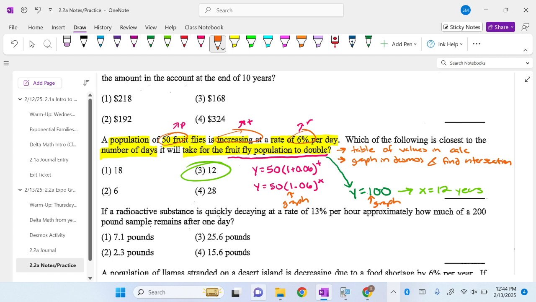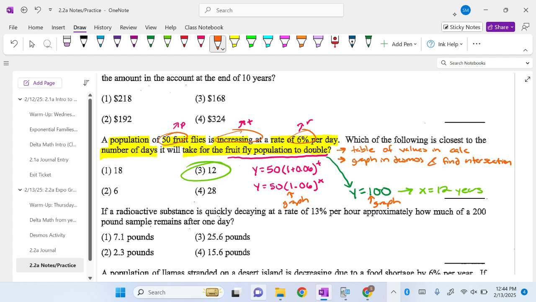So for right now, if I asked you to do that, you would just use your calculator. We'll learn how to solve algebraically later. But for right now, that's just using your calculator. Any questions on that one?